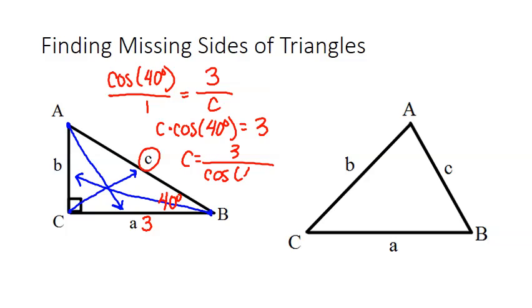We get this ratio. So side c, or the hypotenuse of the triangle, is equal to 3 divided by cosine of 40. And if we are in degree mode on our calculator, when we go to type that in, we get that c is approximately 3.92.